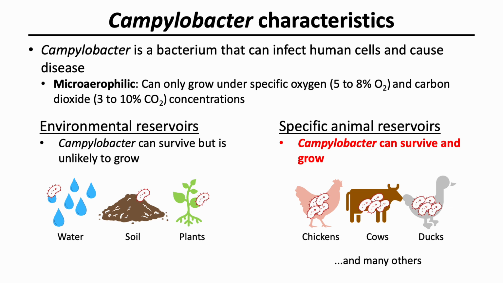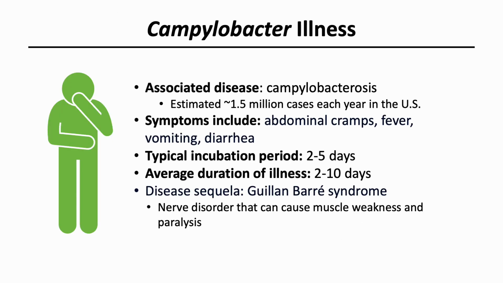For example, Campylobacter can survive, but is unlikely to grow in environments such as water, soil, or on plants. On the other hand, specific animal reservoirs, such as chickens, cows, ducks, and many others, are able to support both the survival and growth of Campylobacter. Because of this, most foodborne illness cases and outbreaks associated with Campylobacter are highly specific to certain animal-associated food products like raw poultry and raw milk.